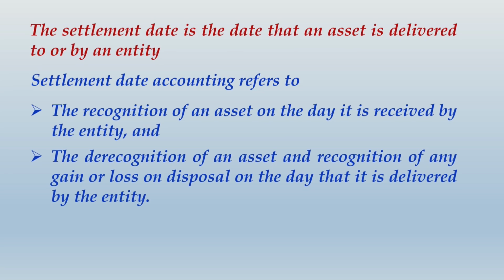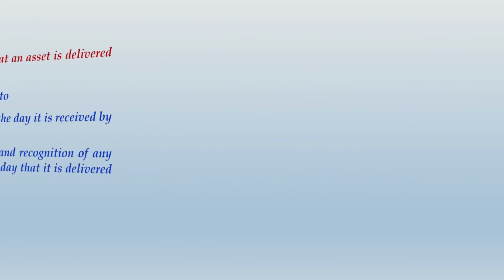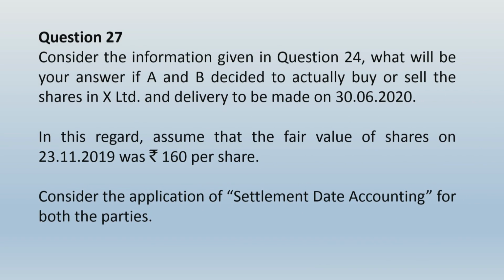Alright friends, I am sure you would have finished writing this whole thing. Let us move ahead and now we take up one more calculative example given under question number 27. It says, consider the information given in question 24. What will be your answer if A and B decide to actually buy or sell the shares in X Limited and delivery is to be made on 30th June 2020? In this regard, assume that the fair value of shares on 23/11/2019 was rupees 160 per share. Consider the application of settlement date accounting for both the parties.